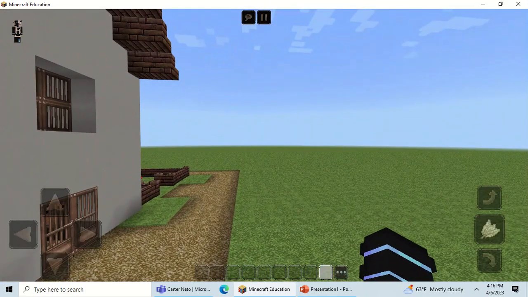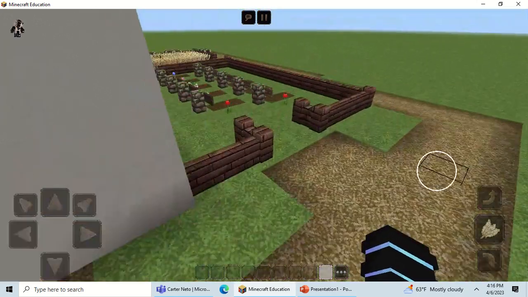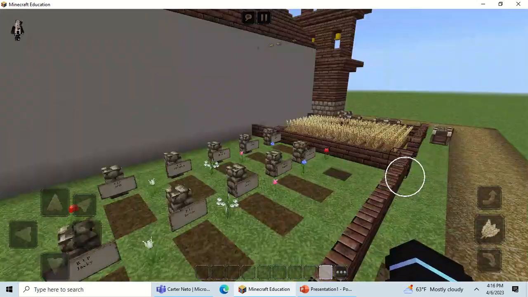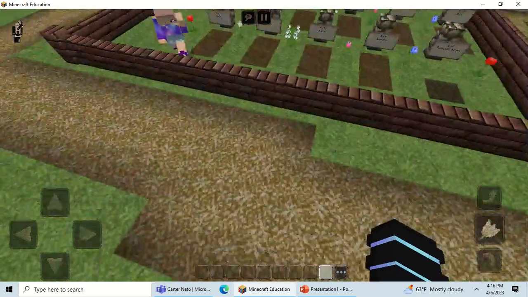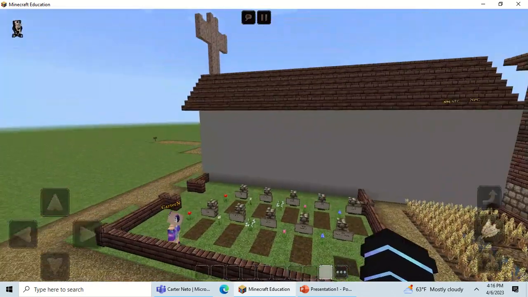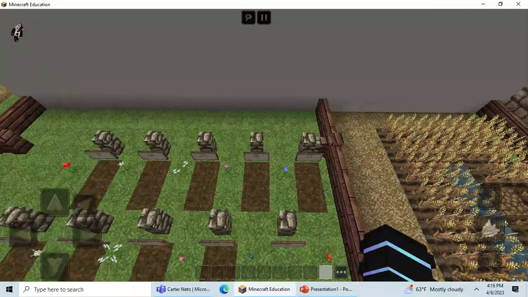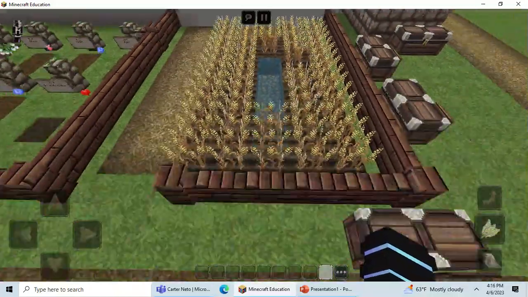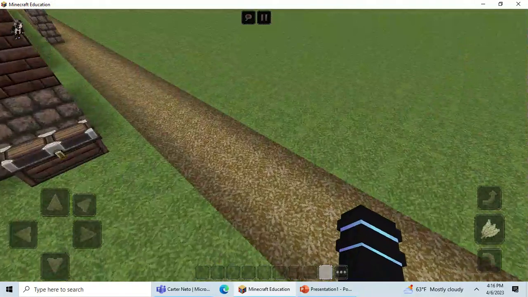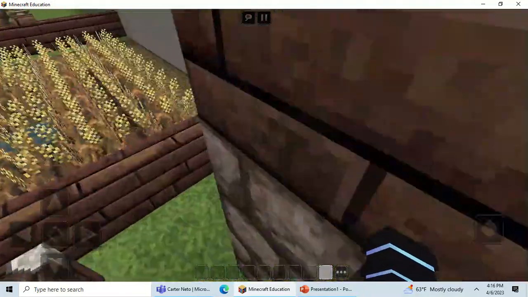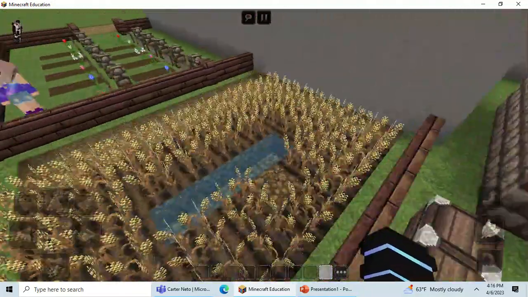Now we will go to the courtyard. Over here is the courtyard and the garden, kind of. I put it here because it didn't say where it went on the page where I looked it up. I put it right next to here because I thought it looked kind of good.